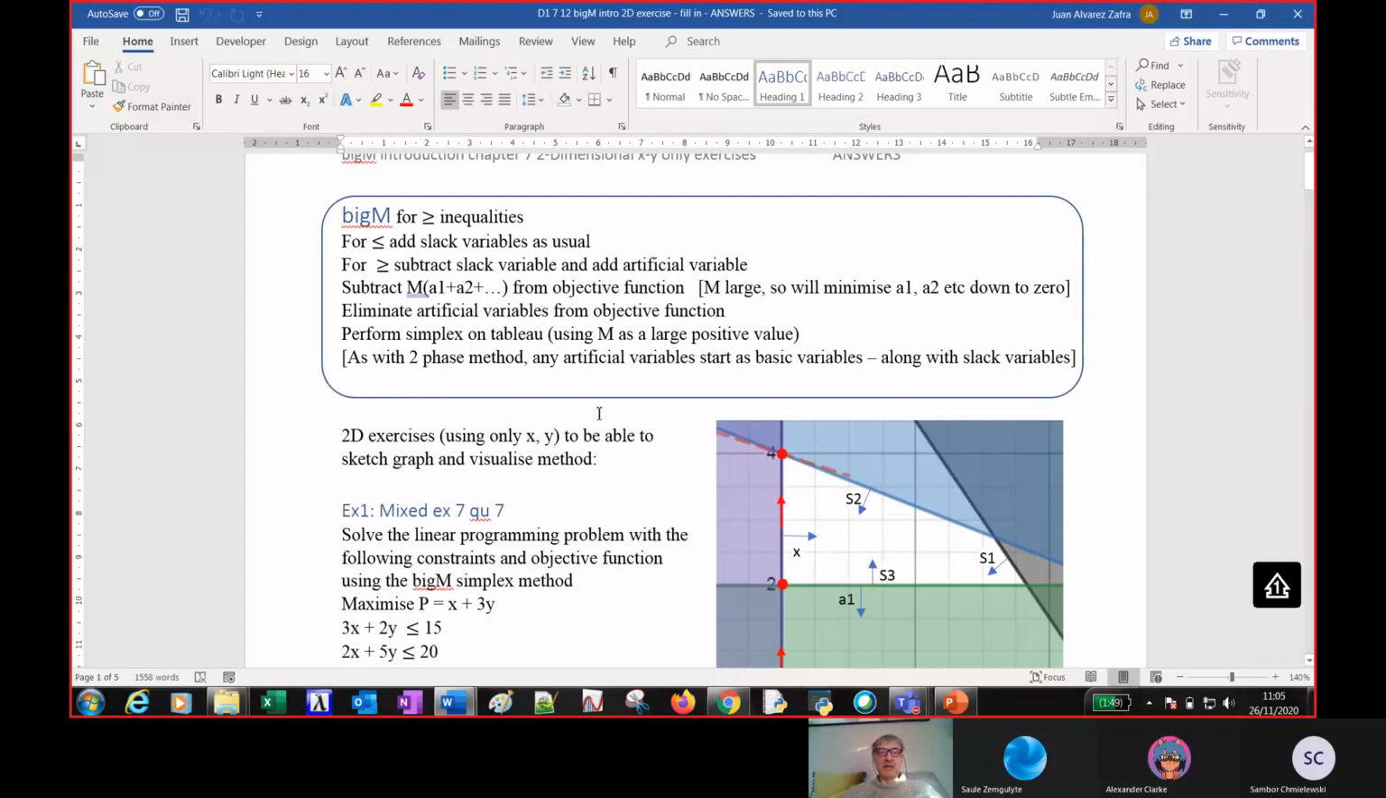So if looking at the big M, you'll see that it looks very similar. For the less than or equal to inequalities, we still use the slack variables as before. In the tableau, the heading of each row will be the slack for the less than or equal to inequalities. For the greater than or equal to, we'll have slack, or better called surplus or excess variables, and artificial variables, defined in exactly the same way as they were for the 2-phase.